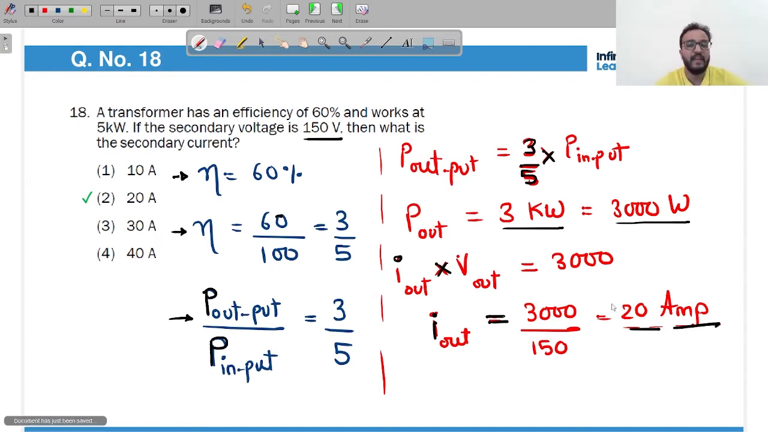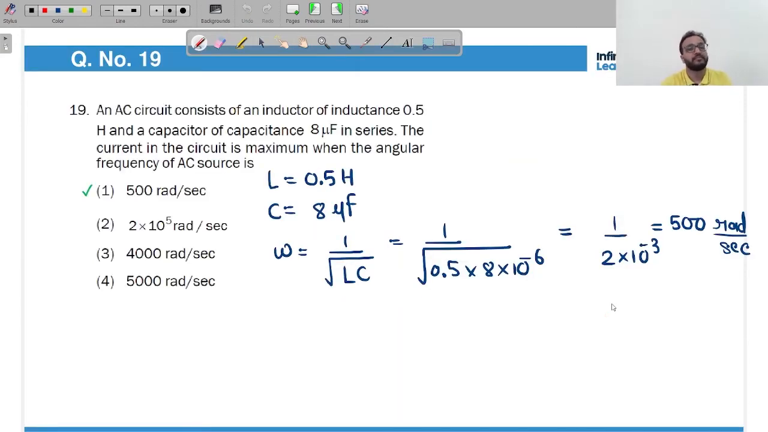Follow the process. Efficiency is output power upon input power. And what is output power? Output current into output voltage. What is input power? Input current into input voltage, right? Now, in an AC circuit, if an AC circuit consists of an inductor of inductance 0.5 Henry, capacitor in series, everything is given. The current in the circuit is maximum when the angular frequency of AC source is. We know that at resonance the current becomes maximum, and at that moment the angular frequency becomes 1 by root over LC. Put the values, get your answer, right?